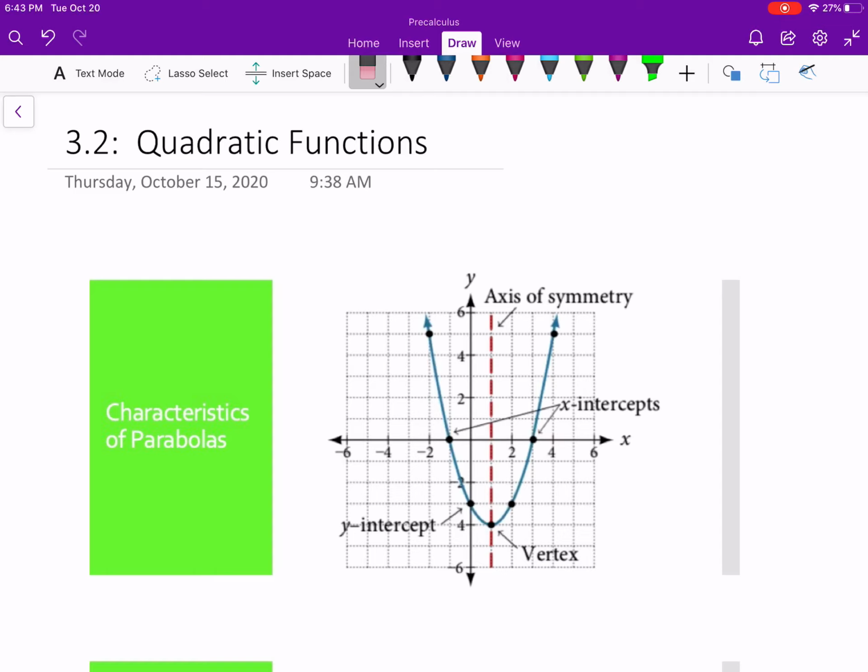So the vertex is the turning point. The y-intercept and x-intercepts are exactly what you would think they are, where they cross the x and the y-axis. And the axis of symmetry is the line x equals the x value of the vertex. So in this case, the axis of symmetry is at the line x equals 1. Our vertex here is at (1, -4). Our y-intercept is -3. And we have two x-intercepts of -1 and +3.